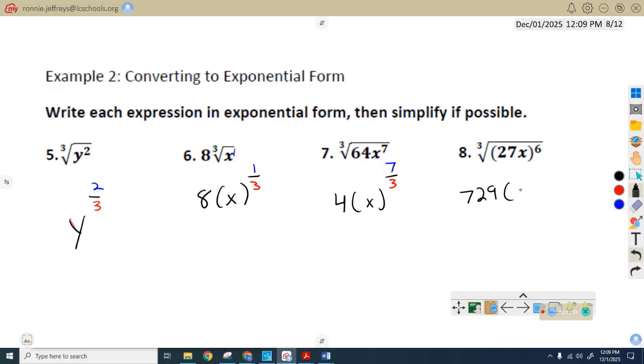Well, if we left the number in the gutter is, what's the power? Okay. Can we reduce 6 over 3? Yes. So 729 x squared. All right.